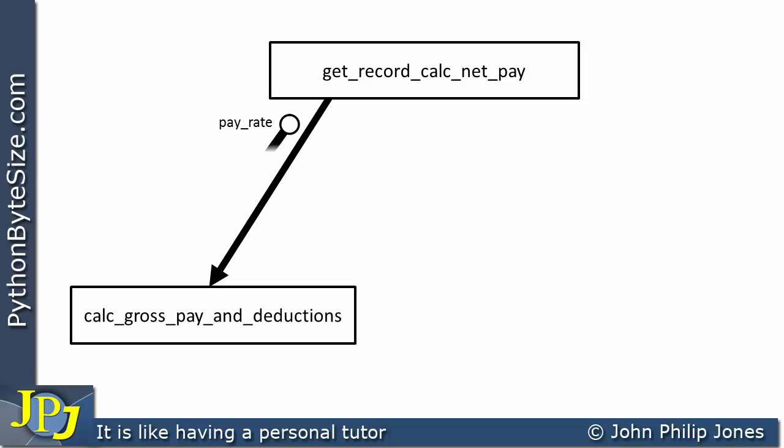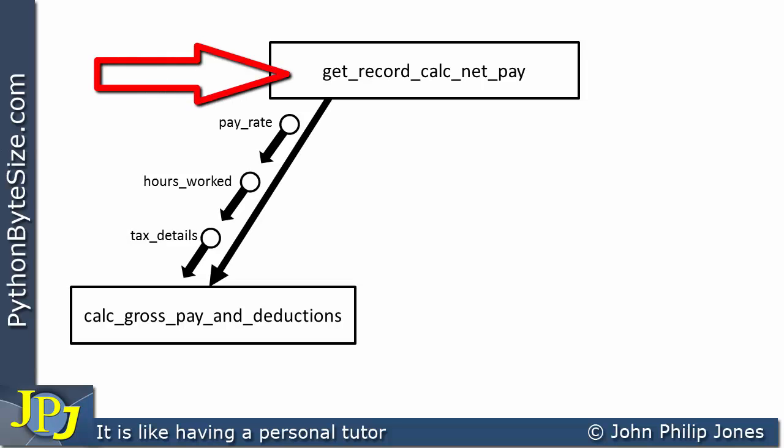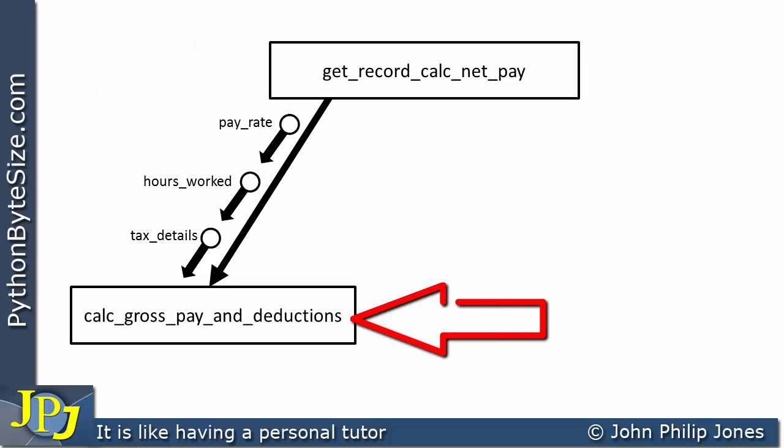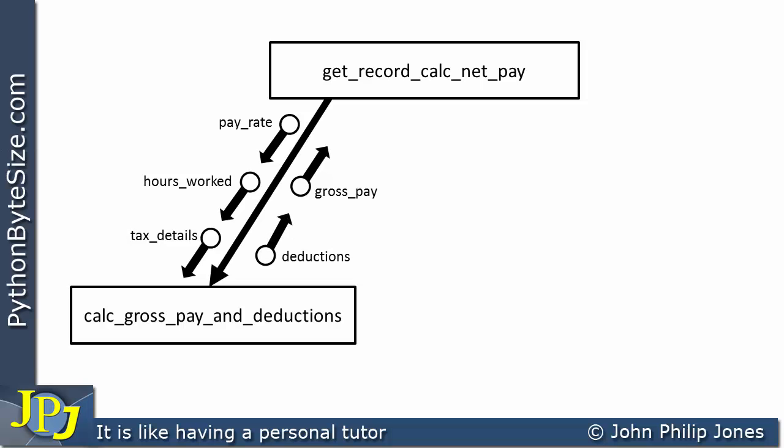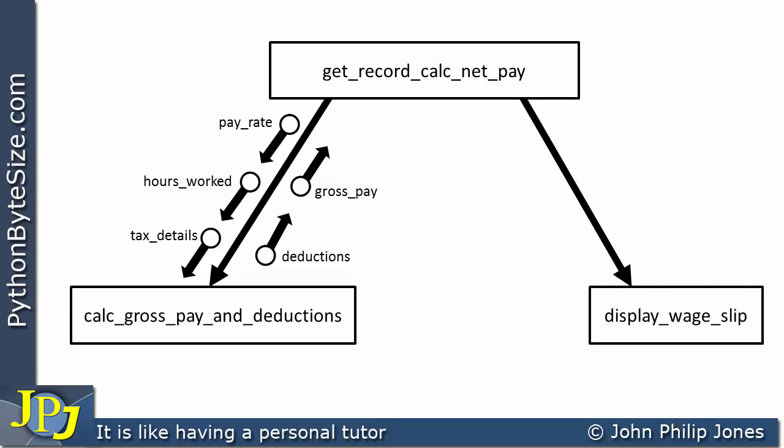So to help it do that, we're actually going to send the pay rate, the hours worked, and the tax details, all of which would have been extracted from the record which was stored in a local variable in this module. And of course, what this particular module is now going to do, it's going to calculate the gross pay and the deductions, and it's going to return the gross pay and the deductions to the get record calculate net pay module. Then we're going to have a call to display wage slip. To this, we're going to pass the net pay and we're going to pass the name.